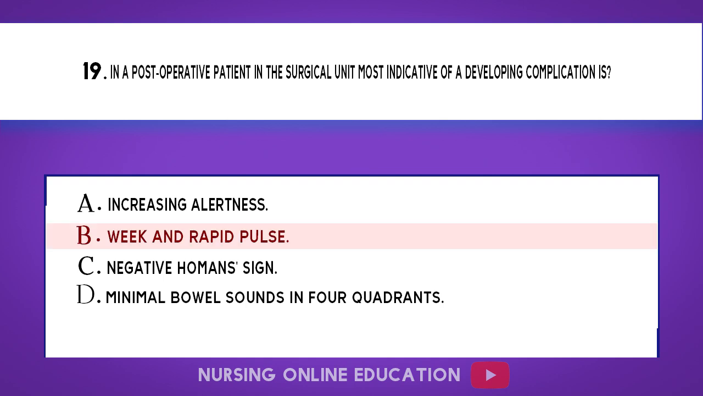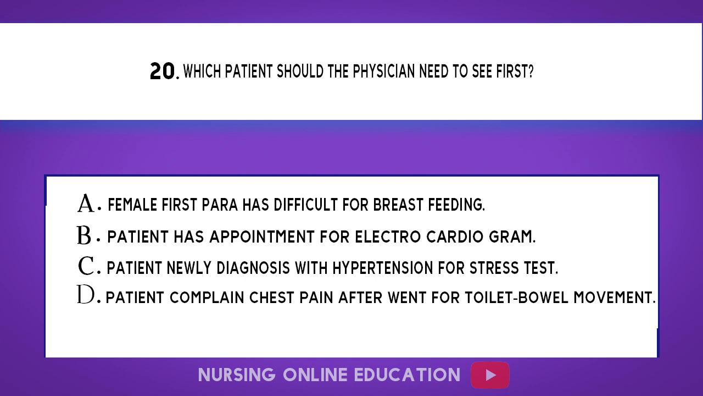The answer is option B, weak and rapid pulse. 20. Which patient should the physician need to see first? A. Female first para has difficulty for breastfeeding.